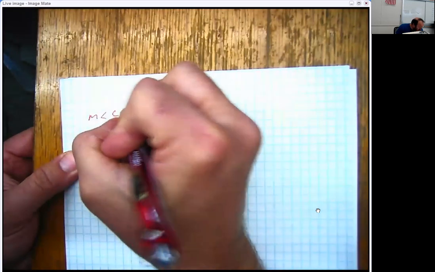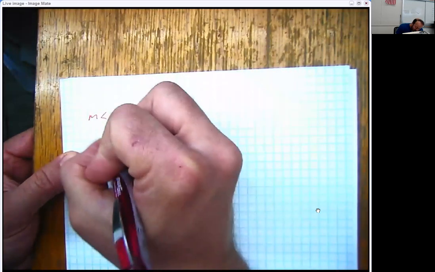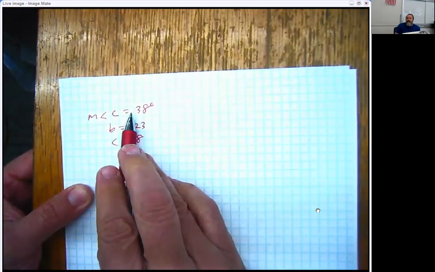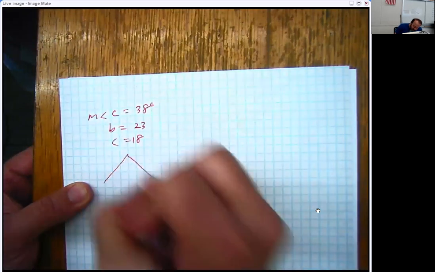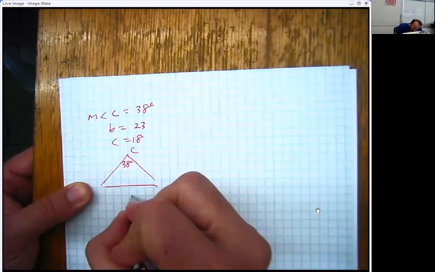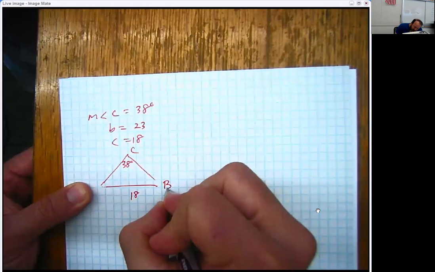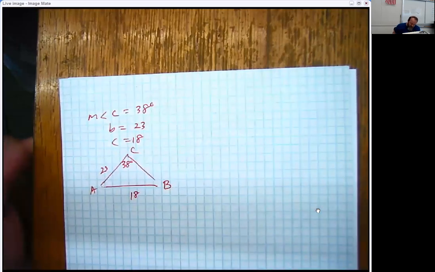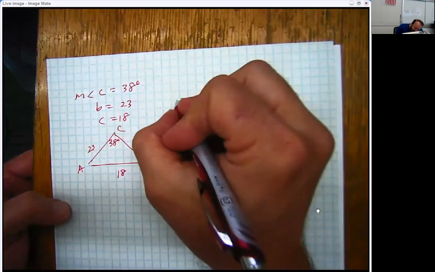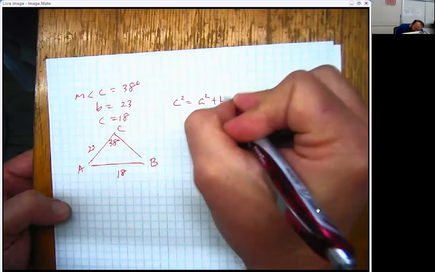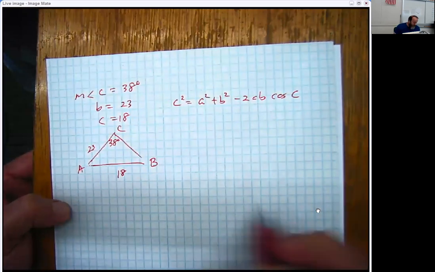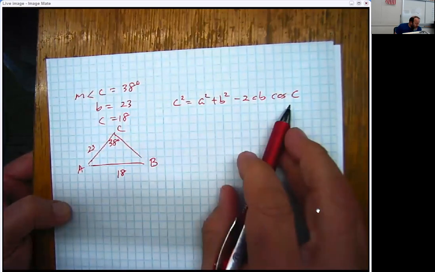So let's take a look at the measure of angle C being 38 degrees. Side B is 23 and side C is 18. Now, since this is mentioning specifically angle C, let's do that again. Here's C, this 38 degrees. Side C is 18. I usually put B over here and A over here. Notice side angle again. But since it mentions C, I'm going to go with the C version of the quadratic formula and the law of cosines.